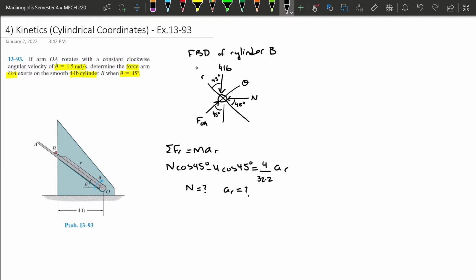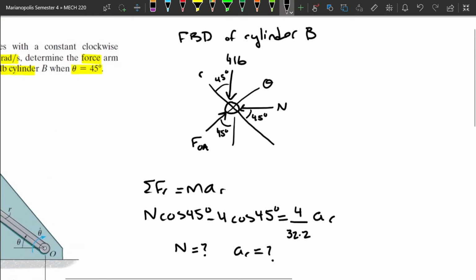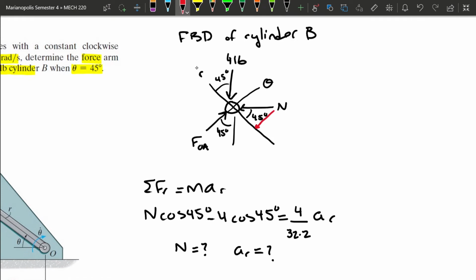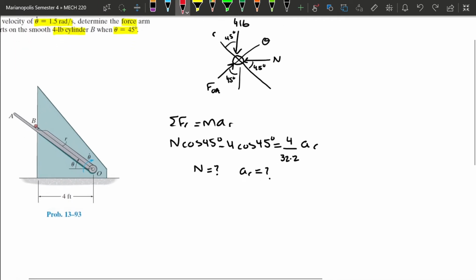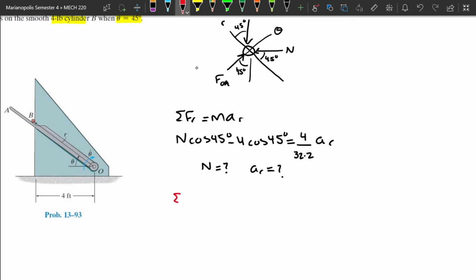And just so we're clear on how I got the N cos 45, I just imagine that I'm going to project the components, right? So this would be N cos 45 in the positive r direction. So now we have two unknowns here.